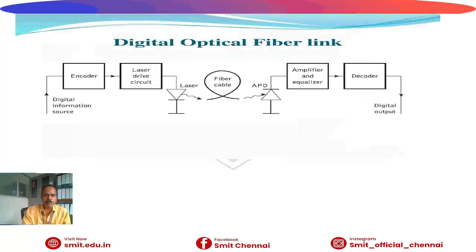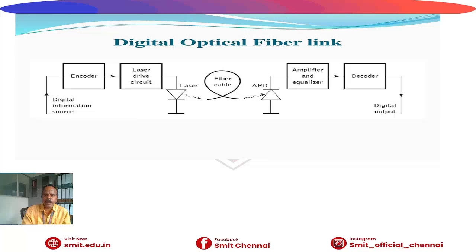Then in the digital mode of optical fiber communication, the signal is first of all encoded as a digital one. Then it is applied to a laser unit. Then the laser is propagated as light. That laser propagates the light by means of a fiber optic cable, and it is duly received by the APD, that is, the avalanche photodiode.